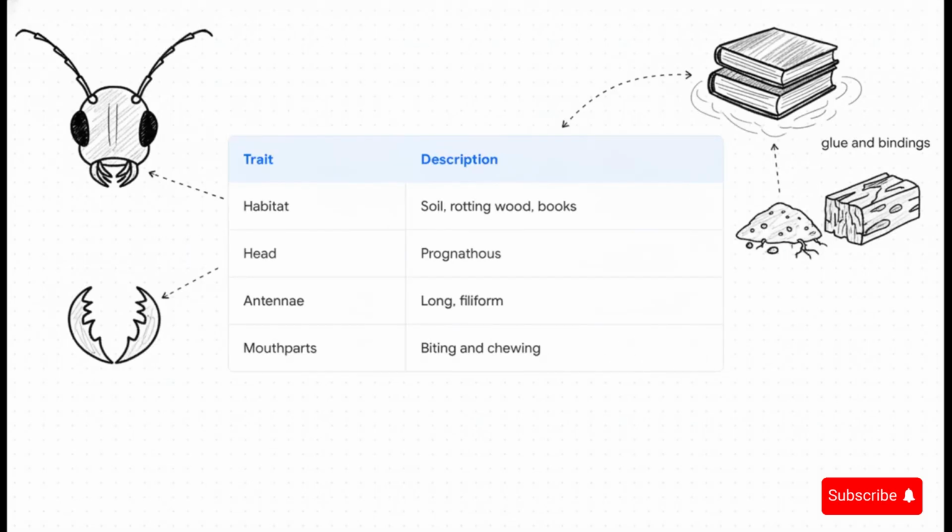Let's look at the spec sheet for this order. They feature a prognathous head, which just means the long axis of the head is horizontal. It points straight forward, perfectly in line with the body. They have long thread-like antennae, and those projecting ectognathous mouthparts we talked about are perfectly designed for biting and chewing. This chewing equipment is exactly why they thrive in habitats like soil, rotting wood, and incredibly, even the glue and bindings of our old books.